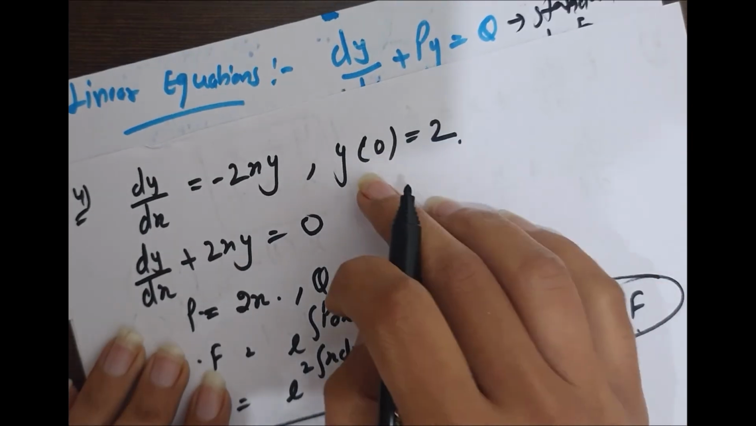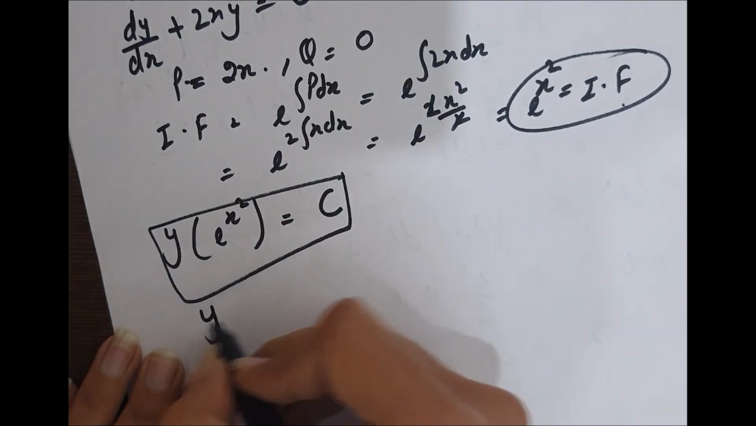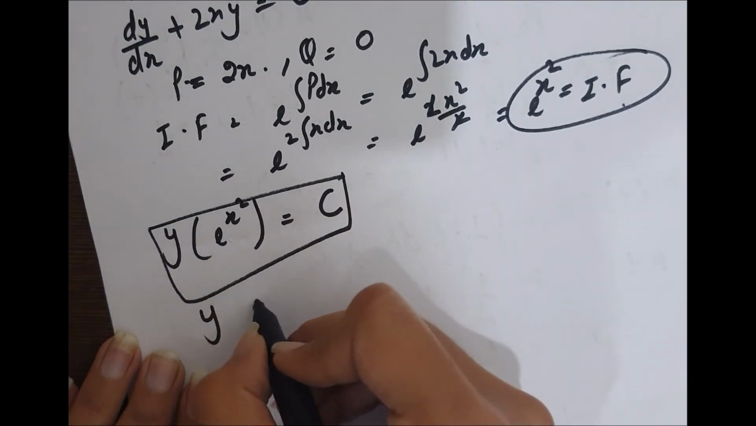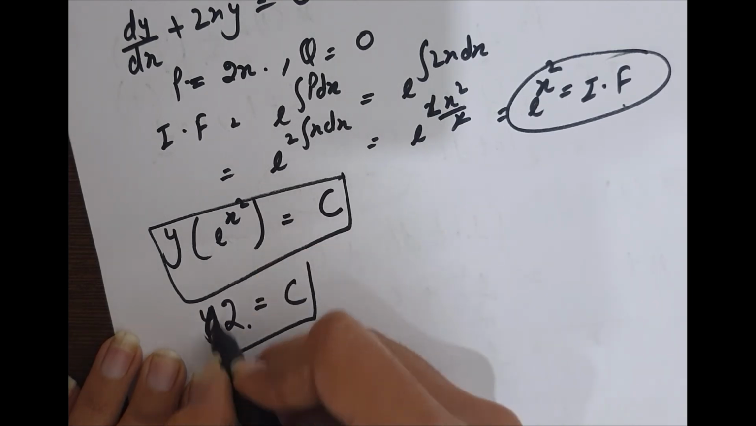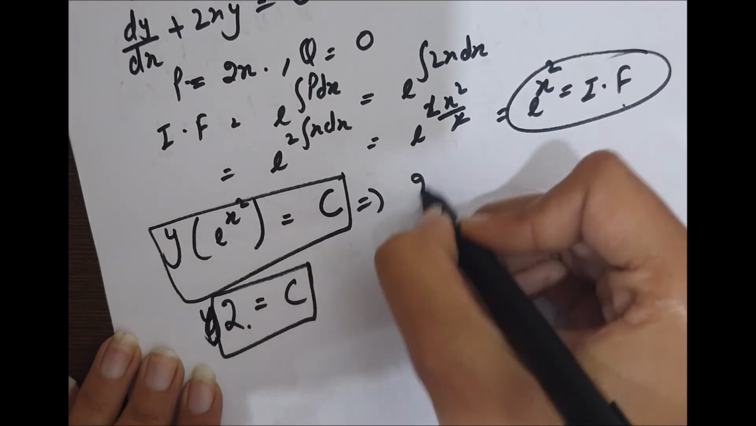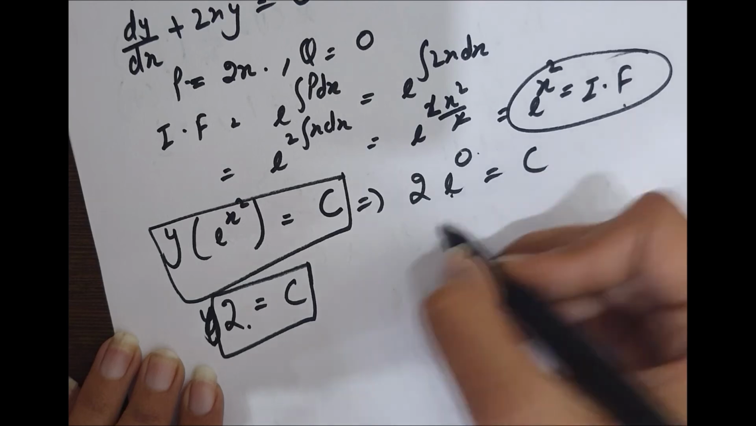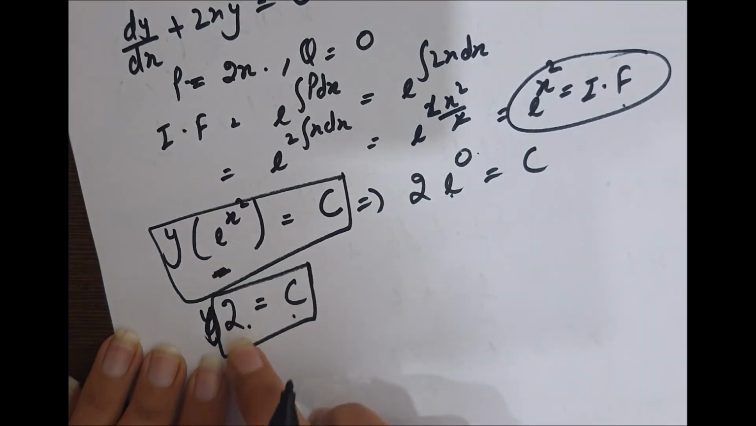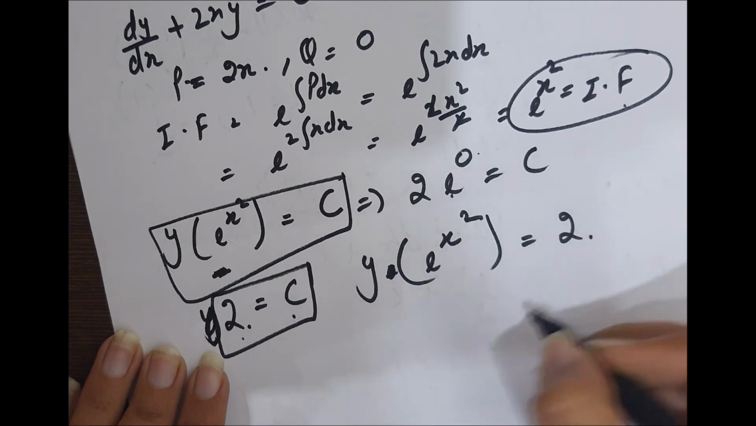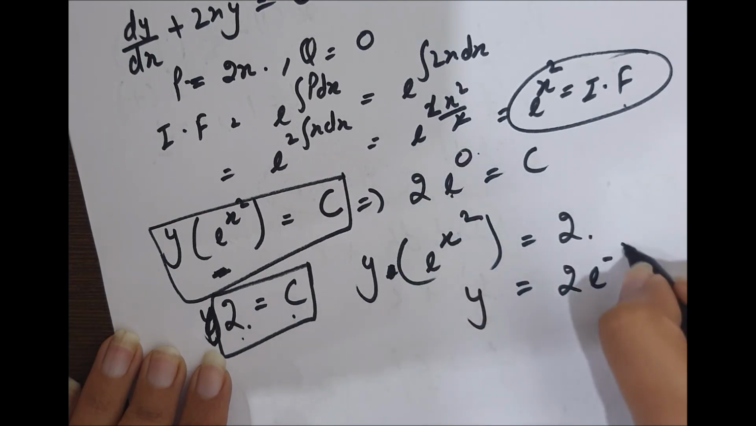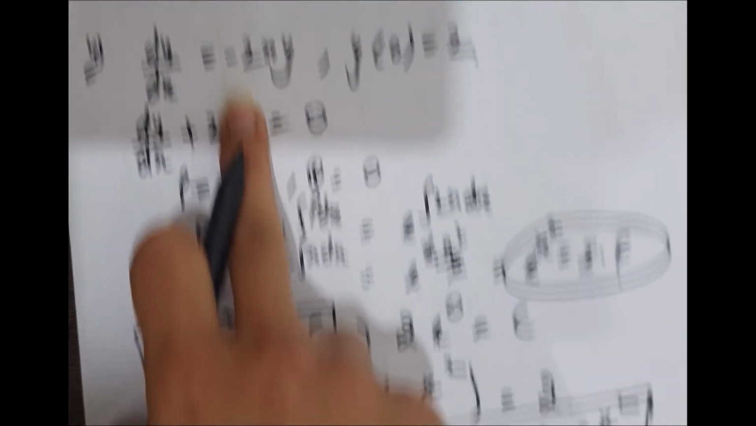Now initial conditions are x is 0, y is 2. If we put x as 0, it comes out to be 1 and y is 2. Then c comes out to be 2. Here if we put 2 into e raised to power 0, which is 1, so c comes out to be 2. Substitute it here. We will get the solution of the linear equation with initial conditions.